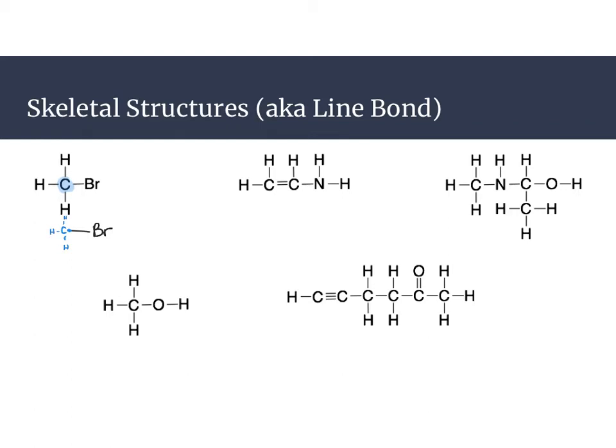Right, but really all you would draw is that straight line with the Br on the end. Okay, now this right here is not a carbon because we're showing that this carbon is bonded to bromine. So this has one carbon and then that bromine bond. Let's look at the next one.